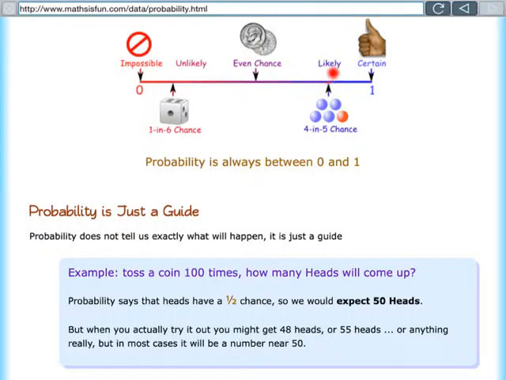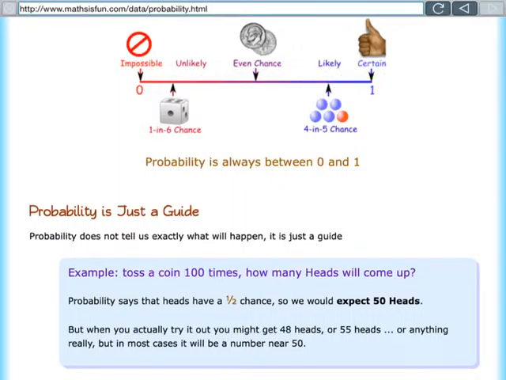Likely, on the other hand, would come closer to certain, and that would be like the marbles. If you're getting to pick one of these guys and you want the blue one, you have a 4 in 5 chance. It's likely that you will get a blue marble. So these are just some words we use to describe probability. Impossible, unlikely, even, likely, and certain.